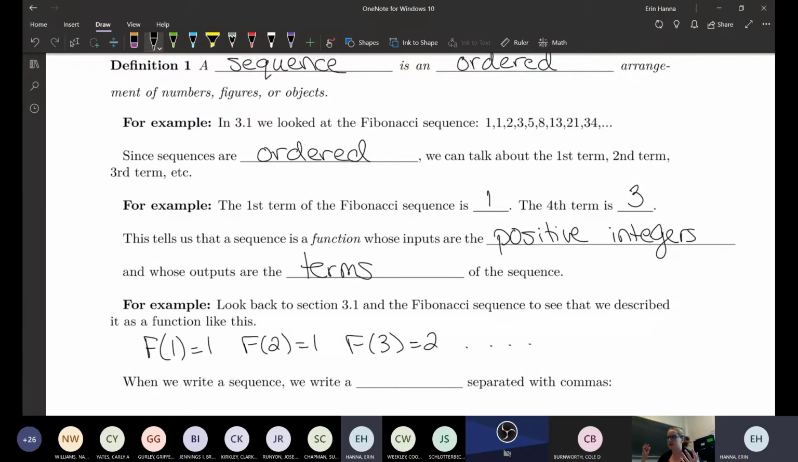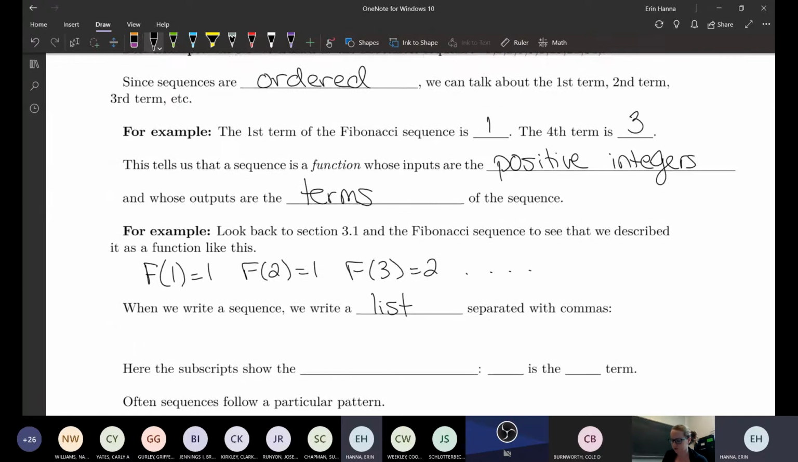When we write a sequence out in general, it's always going to appear as a list separated by commas. So if we have a sub 1, a sub 2, a sub 3, and we just keep going, listing it in a list. Writing it generically like this helps show the ordering, where a sub n is the nth term of the sequence.